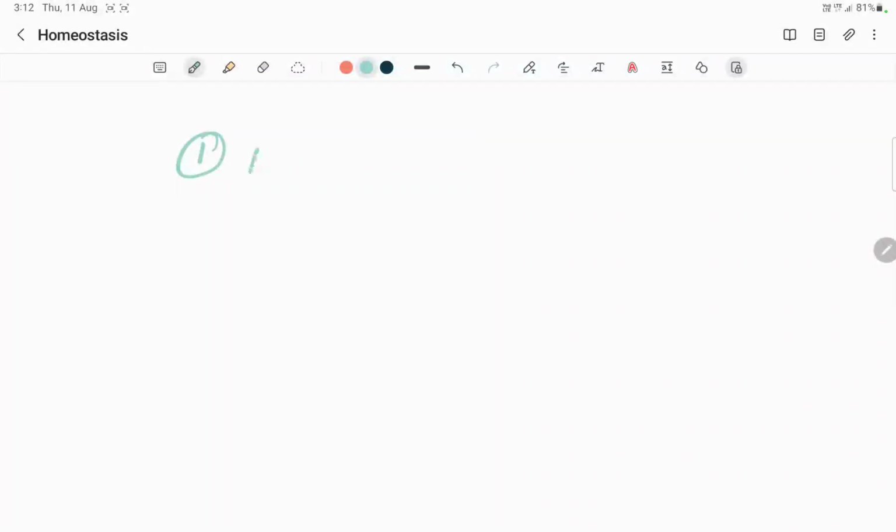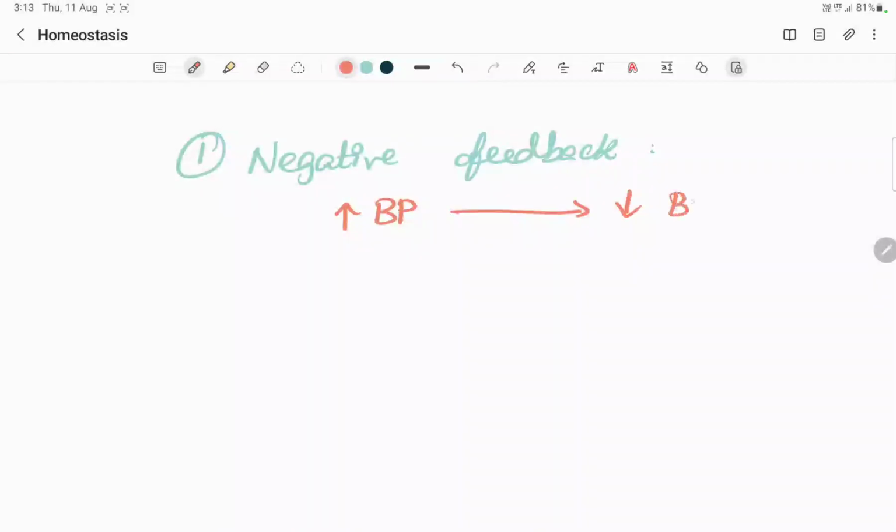The first one is negative feedback, and we'll take an example. There is an increase in blood pressure, so our body needs to lower the blood pressure. So what all do we need? First, for a negative feedback to take place, we need a stimulus. Here it is the blood pressure. There is an increase in the blood pressure, that is the stimulus here.